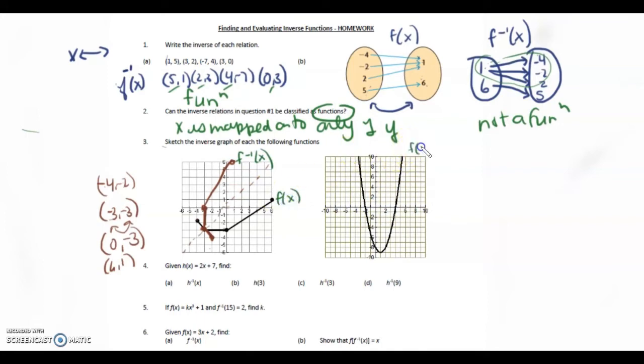If this one's f at x, let's choose a couple points and reflect it. I'm going to choose the x-intercepts: negative 2, 0 goes to 0, negative 2. 4, 0 goes to 0, 4. Let's do the vertex, which is 1, negative 9. So we're going to go negative 9, 1. Then we can connect these, and this is going to be our f inverse at x. Okay, let's make some room.